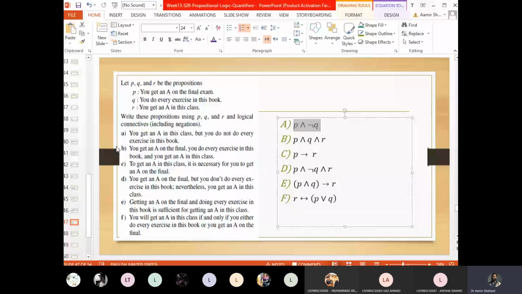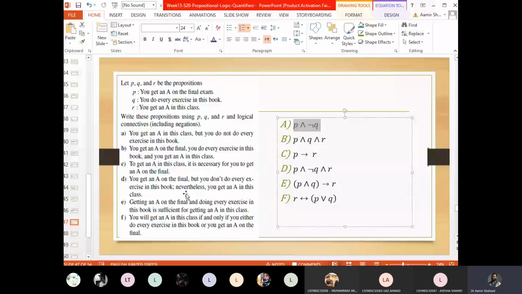So next statement is you get an A in this class. So this is R. It is necessary for you to get an A on the final. So it means if you get an A in the final, then you will get an A in the class. So P implies R. Necessary means, if you get an A in the final, then you get an A in the class.